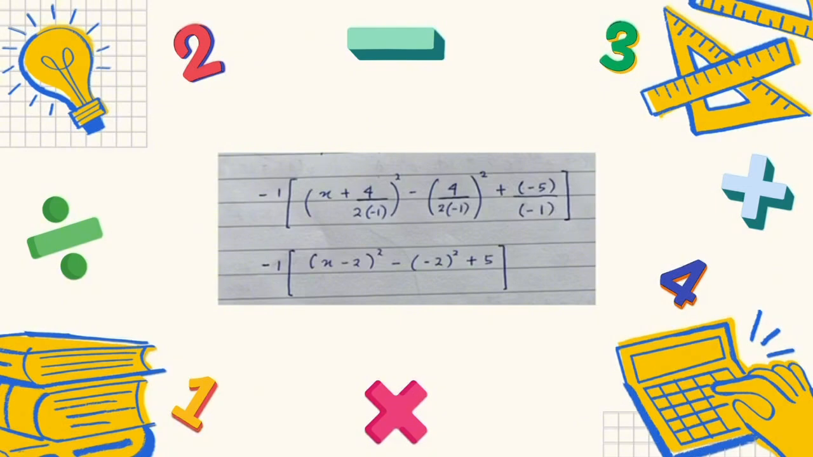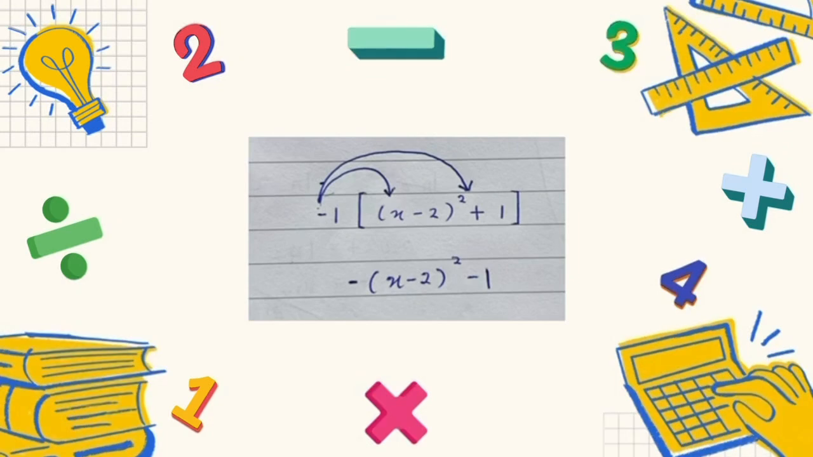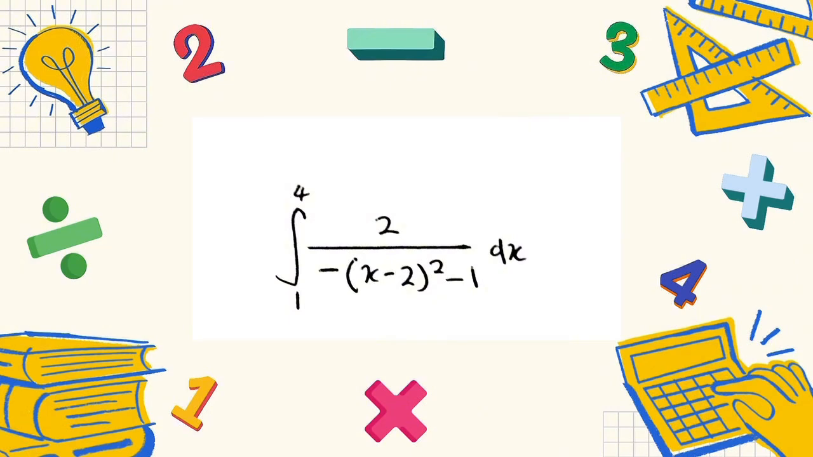Plugging in our values, we get negative 1 in brackets, x minus 2 squared minus negative 2 squared plus 5. Inside the bracket, this simplifies to x minus 2 squared plus 1. When we distribute the negative 1 back through, our final expression is negative (x minus 2 squared) minus 1. After applying the completing the square method, we get the denominator like this, and I substitute this back into the integral.